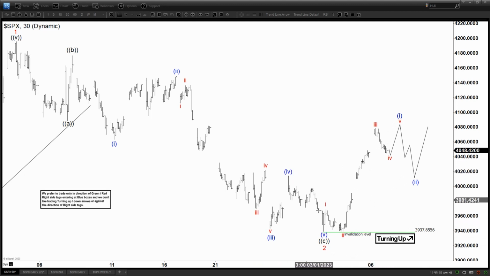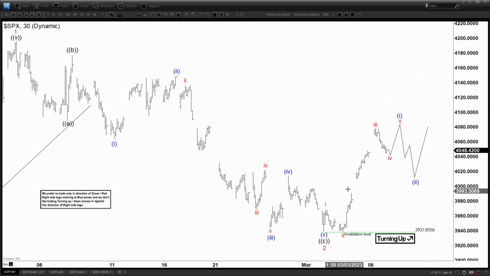The only way this does not extend higher is if there is a flat from here, let's say an A, B, C, and goes down. That's the only possibility that we don't get any extension higher, right? But for now, we are looking for extension higher. We don't like to call for a flat. And at minimum, therefore, we can see at least one more leg higher, due to the five waves up from here.